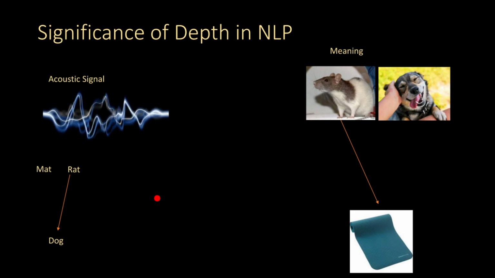Now, if we are of the belief that these objects, mat, rat, and dog, acoustically and semantically refer to the same object out there in the world, then we can infer that the transition between these two spaces, basically going from the acoustic signals to the mental representation of these objects, is nonlinear.